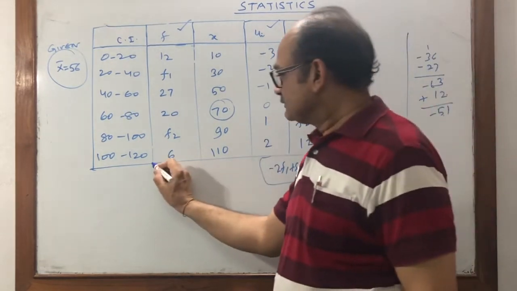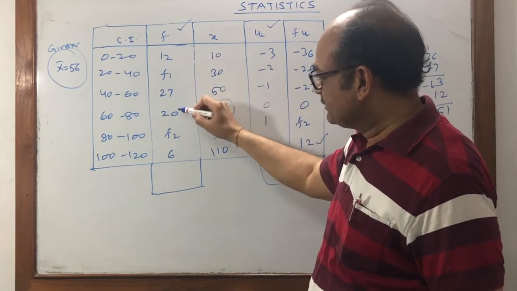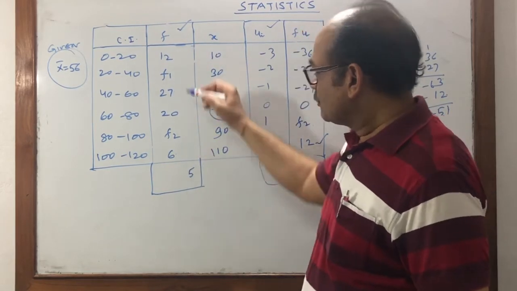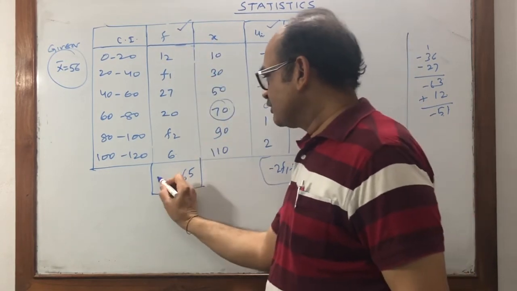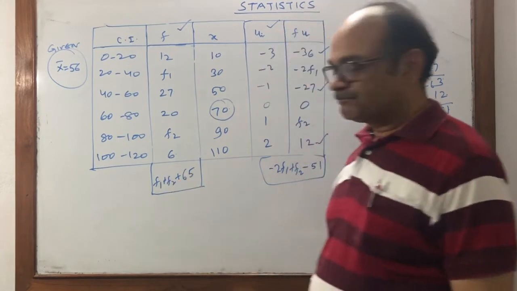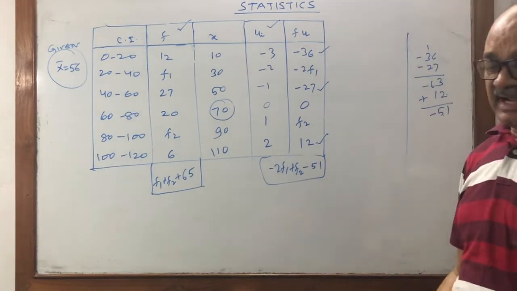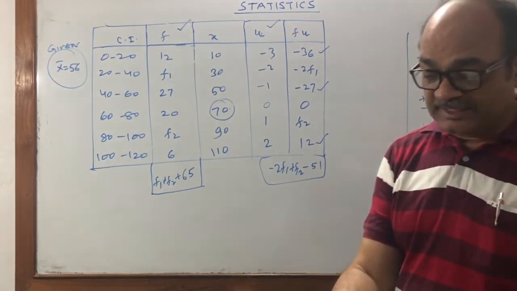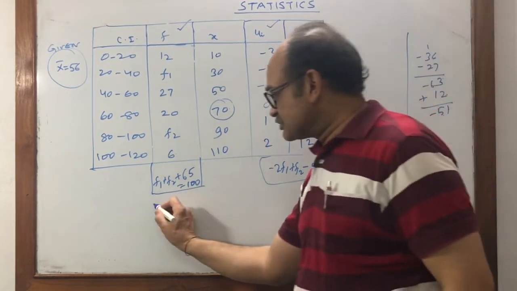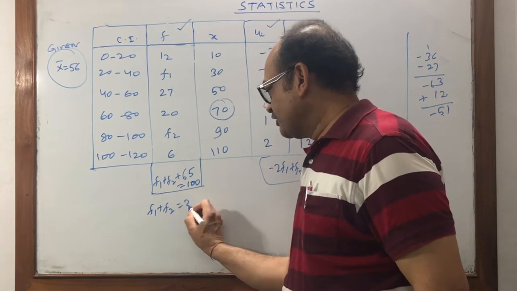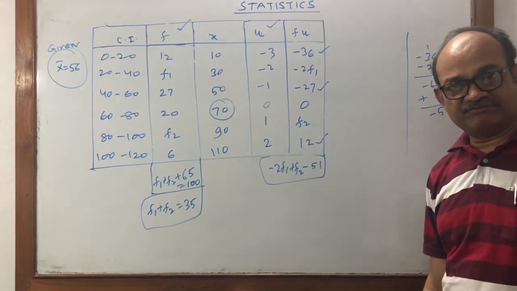Sigma F is first numbers 2 and 7, 9, 9 and 6, 15, 1, 2, 2, 4, 5, 6, that is 65, and F1 plus F2. Yes? Now, the mean is given to you, 56, and the total of n is also given to you, that is 100. If we solve it in a simple manner, the first important equation, F1 plus F2 is 35.